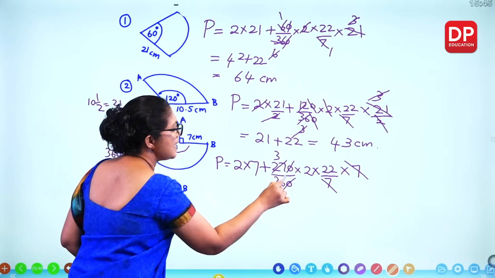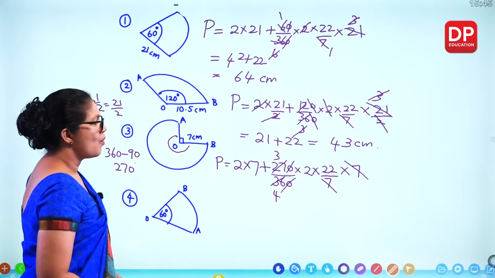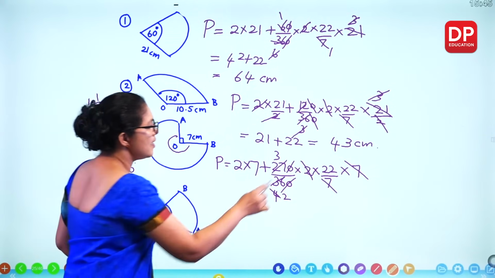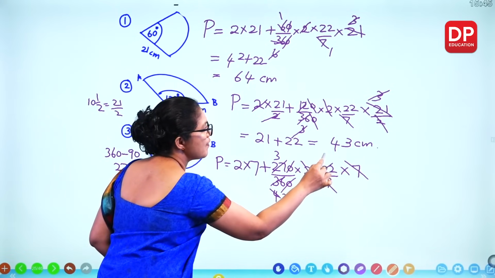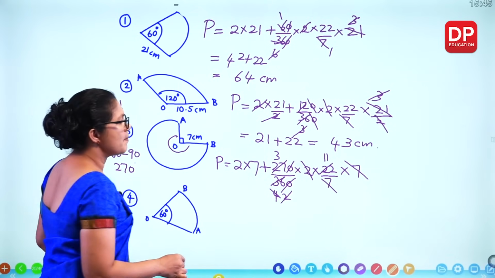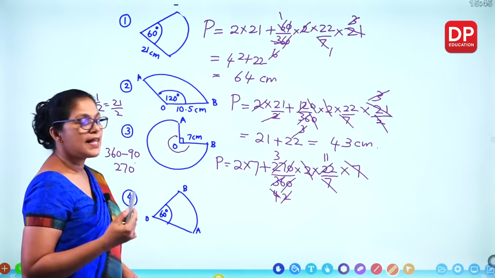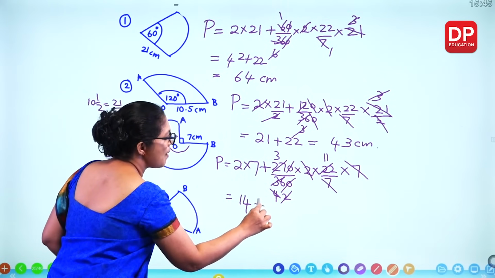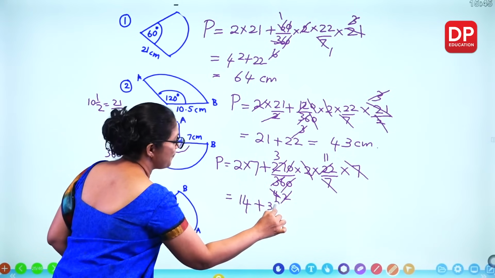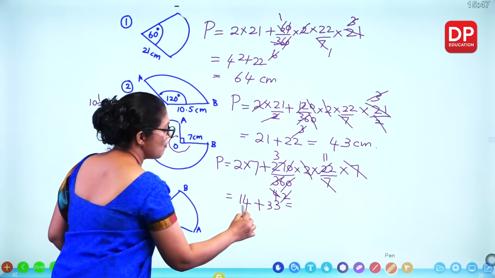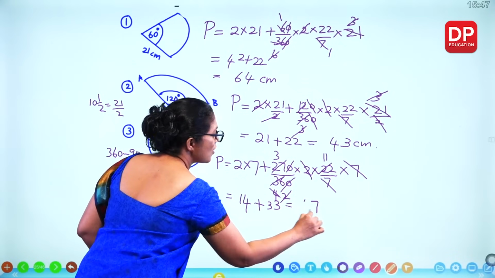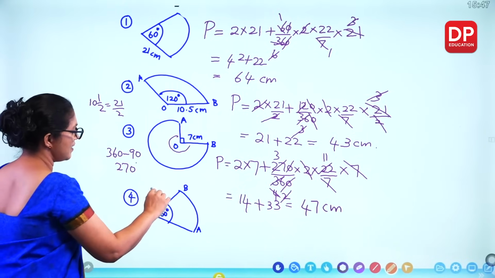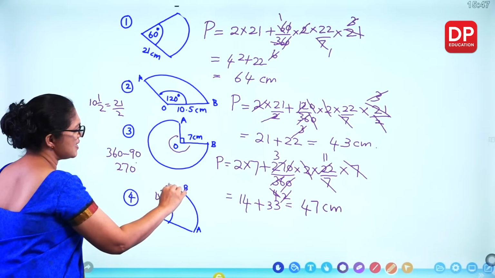9 times 3, 9 times 4. 2 times 2. And here 22 with 2, you can write 11. So what is remaining there? 11 times 3, 33. So what is 2 times 7? You get 14 plus 33. So this is 4 plus 3, 7, 47 centimeters. Now we'll take this one and I'll take this as 42 centimeters.